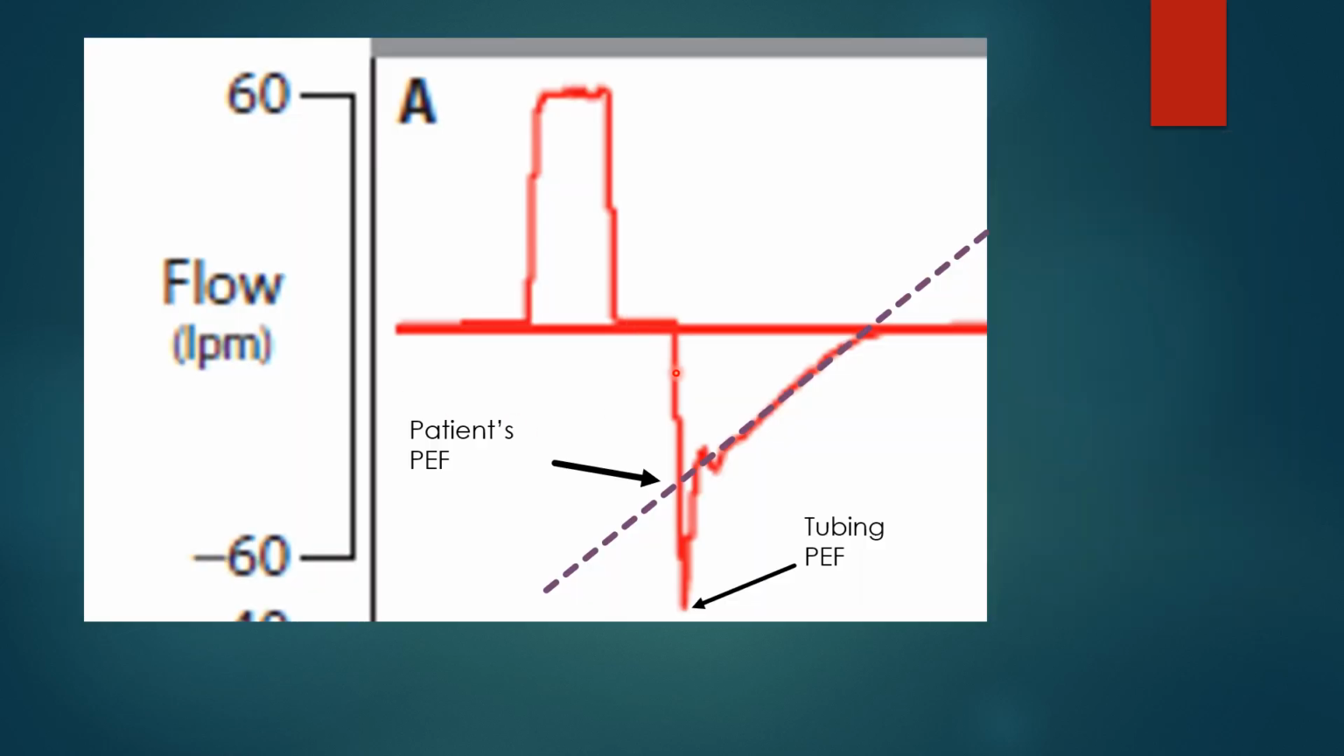And here's an example of that. Here is the expiratory flow. Now this is the tubing's peak expiratory flow. The patient's expiratory flow, the peak would be somewhere right in here, because if we just draw a line here and extrapolate that line, we can see about where the patient's peak expiratory flow rate is.